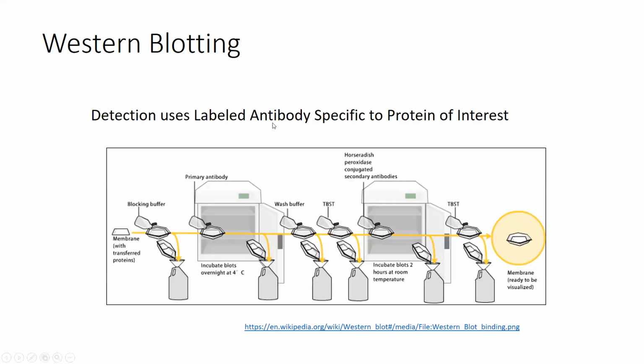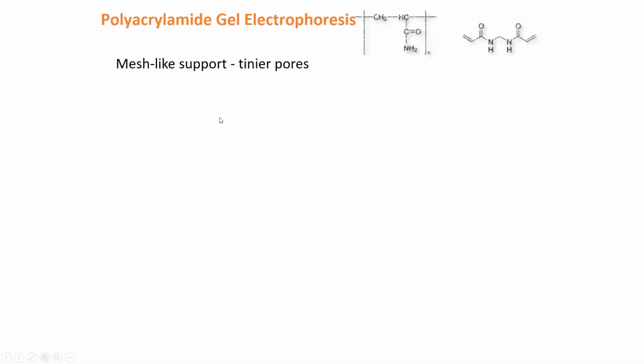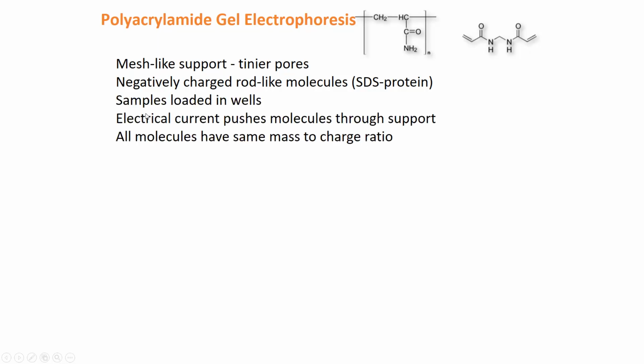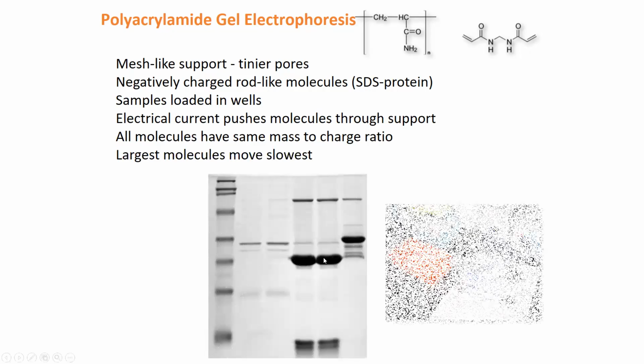So the detection uses labeled antibody. In the end, we use antibodies, but there is no color change whatsoever. And this is the polyacrylamide gel that I talked about, where we use electric voltage. We run it through the gel, and the gel allows the electric voltage to push the molecules, and then we separate them.